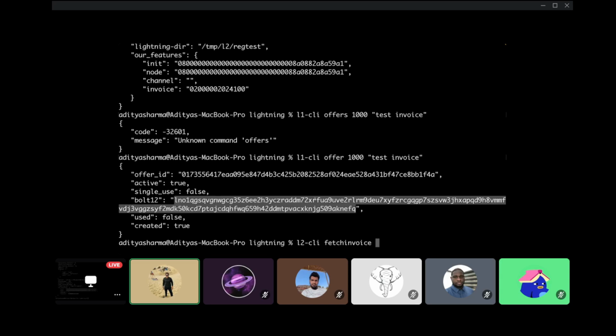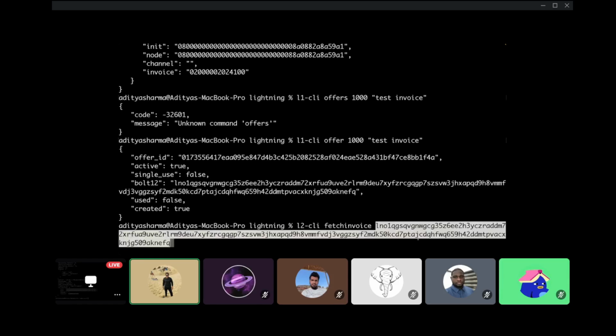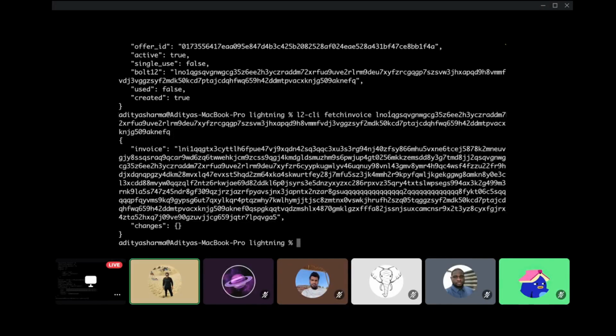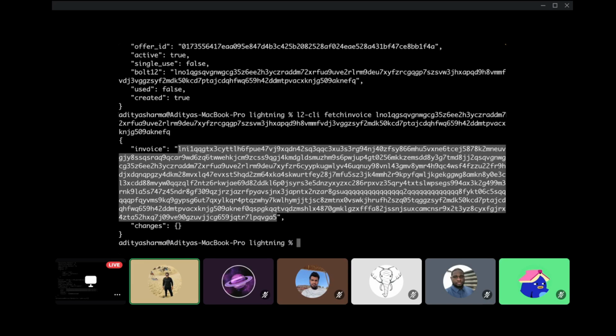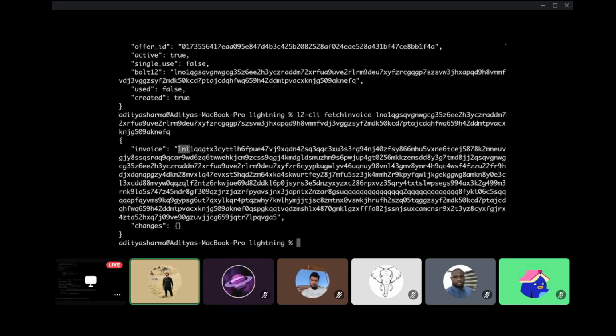Fetch invoice is an RPC to fetch the LNI string, which we discussed in the last workshop. So here L2 scans the QR code basically, and it runs the RPC fetch invoice. Yeah, so it communicates with L1, and this is the invoice that is fetched using the offer. As you can see, it starts from LNI. So it's an invoice. Now L2 can directly pay this invoice, L2 pay, and you just copy paste this.